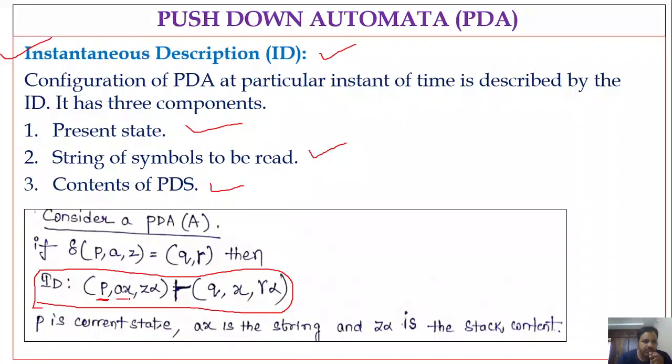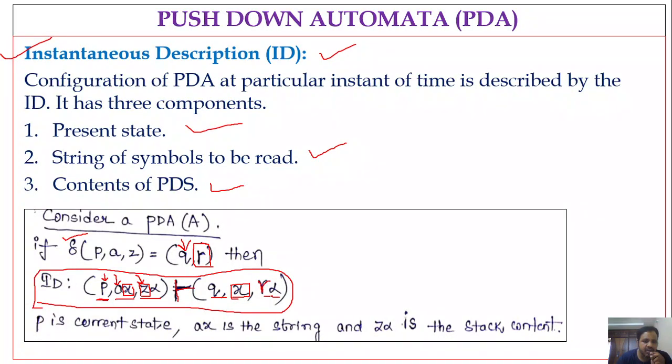Here we have an instantaneous description which represents that we are in state p, the input string to be processed is ax, and the stack contents are z alpha. So whenever we write this instantaneous description, it means we are in state p, and in that state we consider the input symbol a and the stack symbol z. The moment we consider the stack symbol z, it is popped from the stack. In state p, on considering input a and stack symbol z, we go to state q, so we write the turnstile, state q, and the remaining input to process after a, that is x. Then, by this transition function, we go to state q and push the symbol gamma onto the stack. Already alpha is there in the stack, so we just push gamma onto the stack.